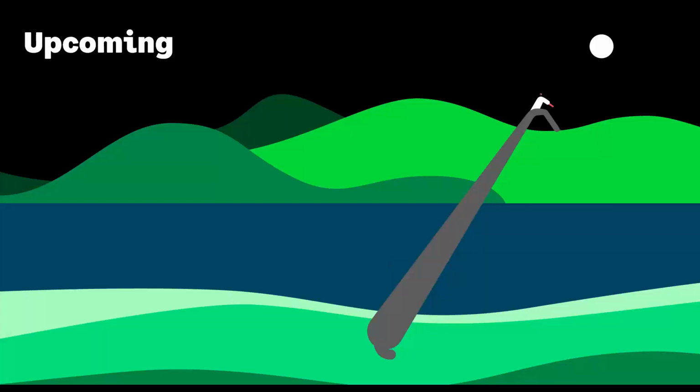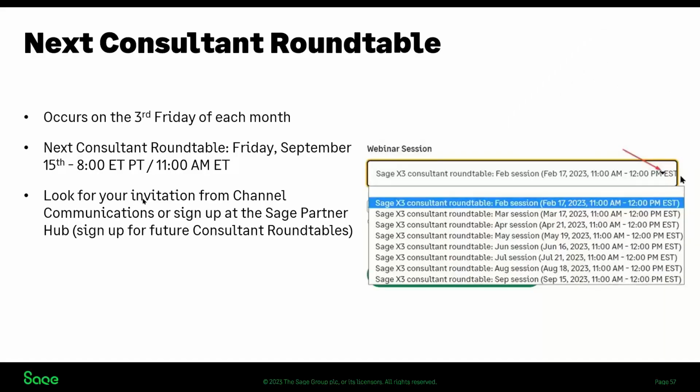Okay, so upcoming, as always, the Consultant Roundtable is the 3rd Friday of each month. The next Consultant Roundtable is on Friday, September 15th at 8 a.m. Pacific, 11 a.m. Eastern Time. Topic on that is one of the new developments coming out of our team, the Center of Excellence, on Lisa, what's the proper terminology for the workflow?